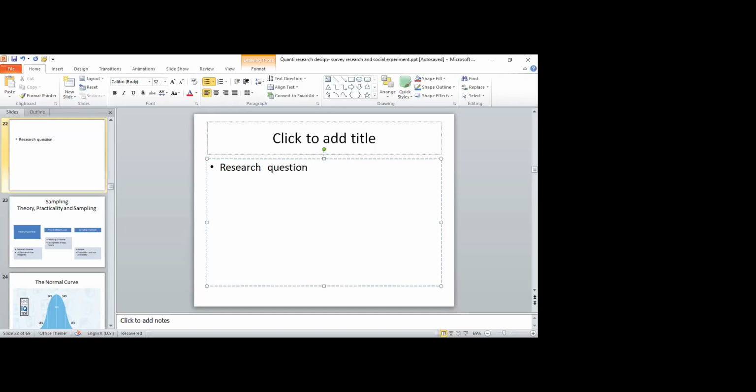Research question is important. Why is it important? A research question that is well formulated is a research that is already half answered. Because if you do not know what you are looking for, you cannot do research. That is very basic. You have to understand what is your research question. Because if you cannot understand what you wanted to find out, then you cannot go through.